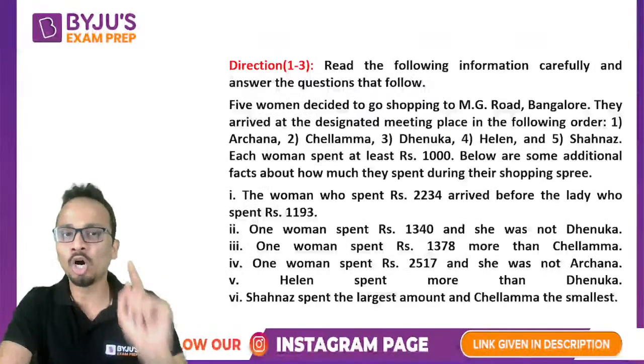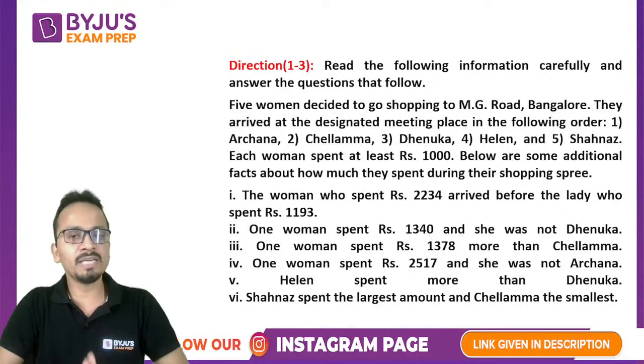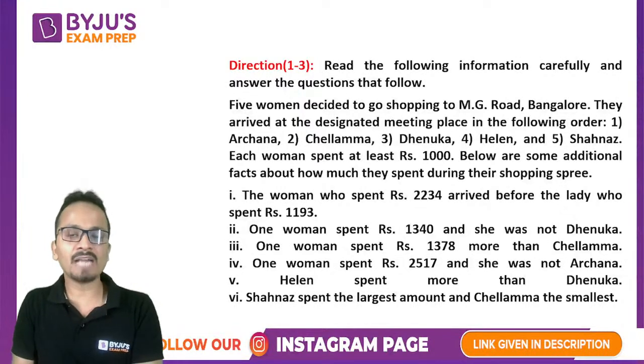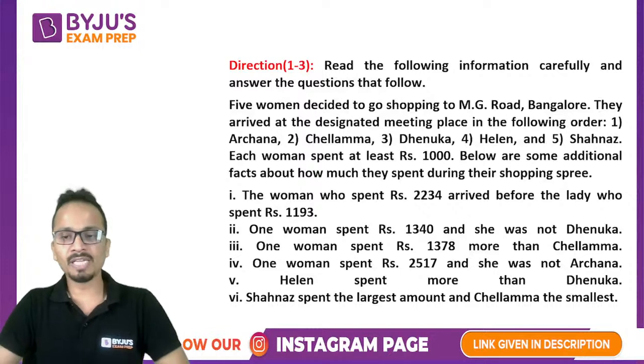So set number 1 is on your screen. This is the entire piece of information for the first set. There will be 3 questions based on this. First of all, decode the information. If you are done, post done in the chat box, and we'll start with the discussion for this one. So your 4 minutes starts now.